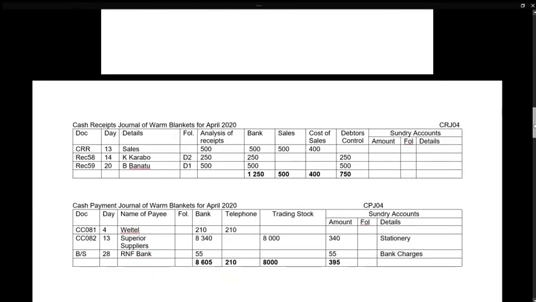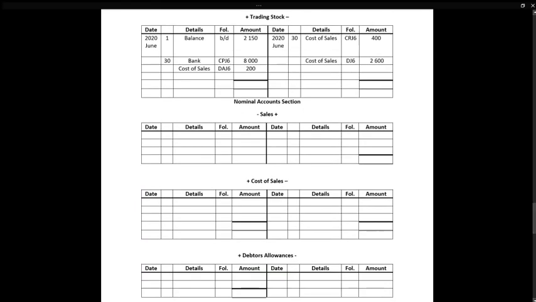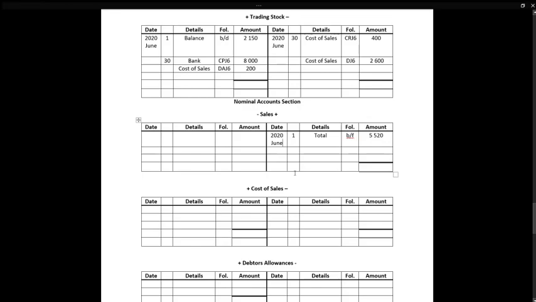R5,520. Sales is an income account, so it will reflect in my credit side. 5,520 Rand. It's an opening total, so brought forward. Remember, we're in the nominal account now. Brought down becomes brought forward, and my details instead of balance will be total. Very easy. This will be the 1st, 2020 and June. There you go.